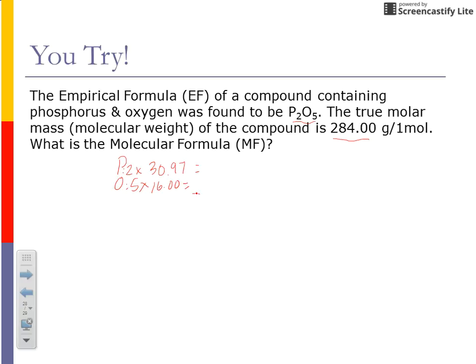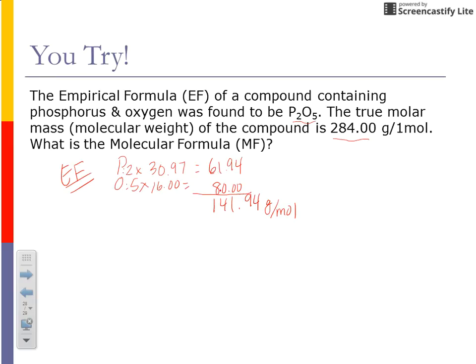So let's see what that's going to be. Take a second and calculate that. So the 2 times 30.97 gives us 61.94, and the 5 times 16 gives us 80.00. Now when you add both those together, you end up getting 141.94 for the molar mass. Now remember, this is the empirical formula's molar mass. So that's the simplest formula's molar mass.